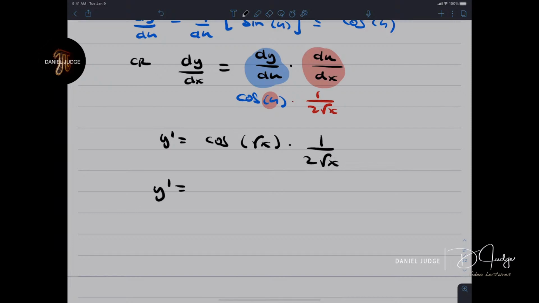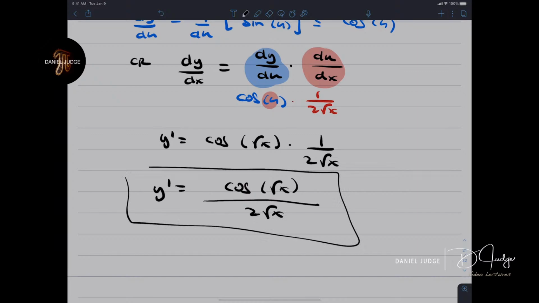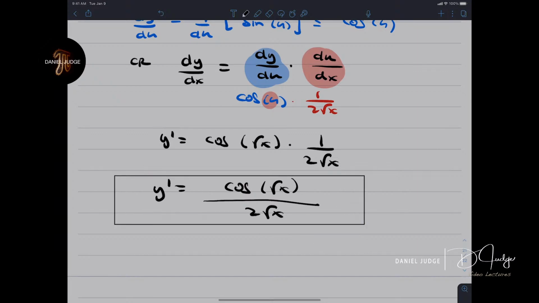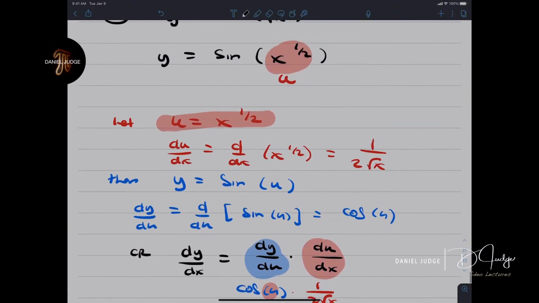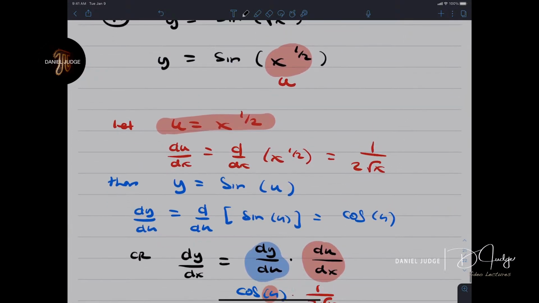Y prime is cosine square root of x times 1 over 2 square root of x. Now we take the whole number and we multiply it with a fraction. Cosine square root of x over 2 square root of x. Here you go. There it is. It's chain rule.